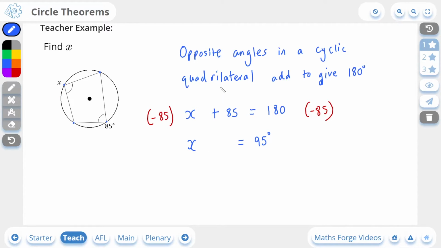Now it's very important for you to commit these descriptions to memory. Most of the time in the exam, if you're being asked to find an angle using circle theorems, they'll usually ask you for an explanation. So in this case, if they asked us for an explanation, we could say that angle x is equal to 95 degrees because, and then just state the circle theorem. Opposite angles in a cyclic quadrilateral add to give 180 degrees. And if we check our answer, there it is.